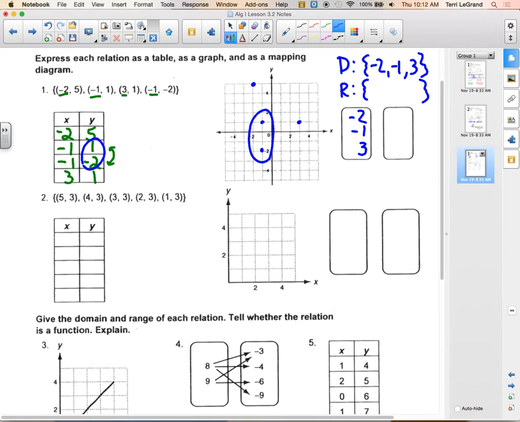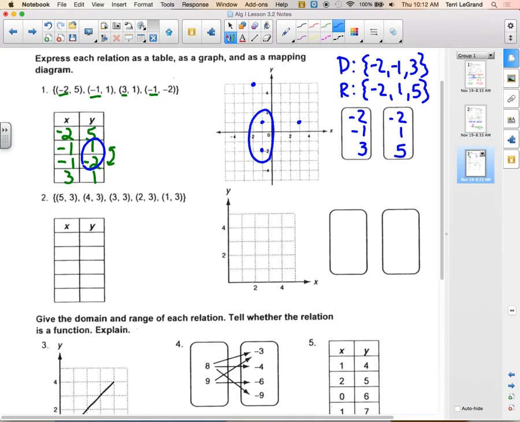And then, what's the range? -2, 1, 5. So in that order, we would put these over here: -2, 1, 5. And now we still have to map. We set it up, now we still have to do the mapping.